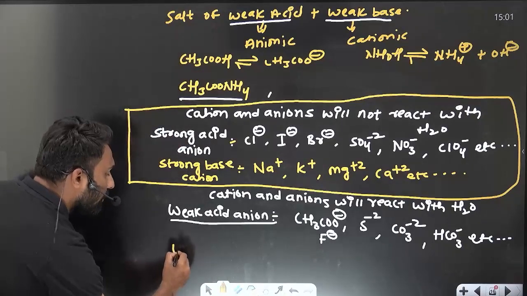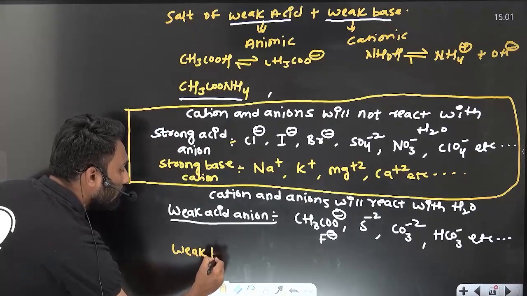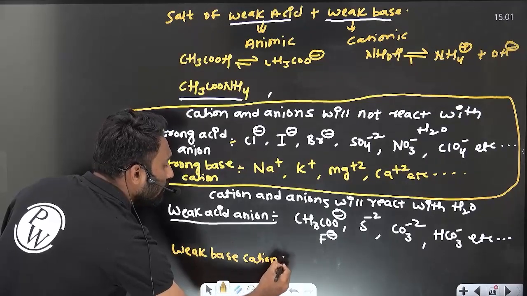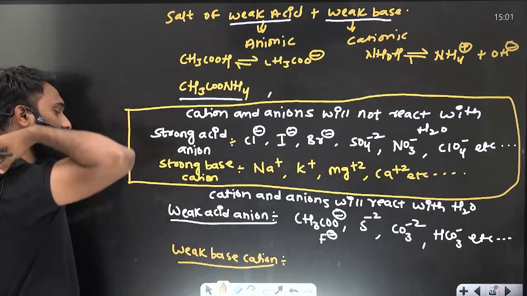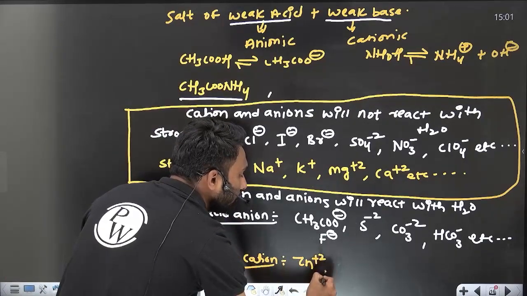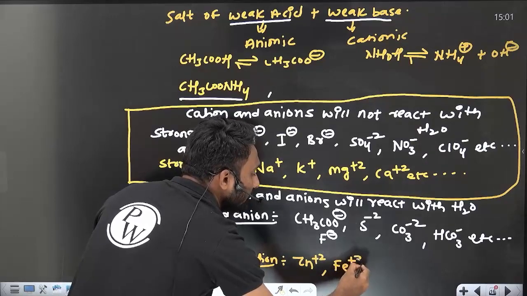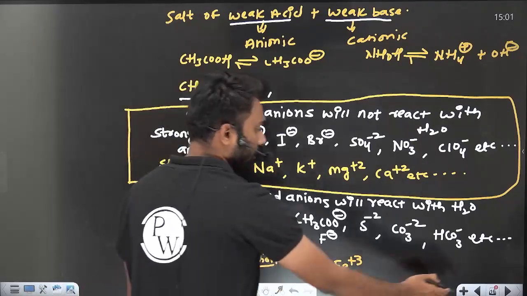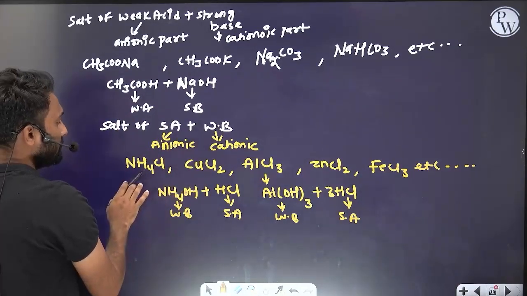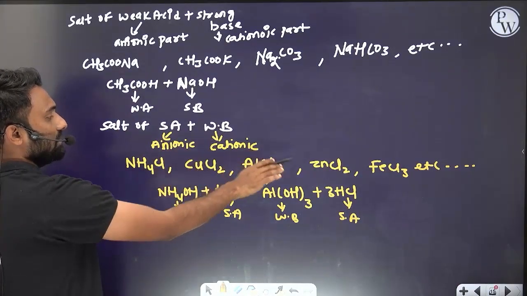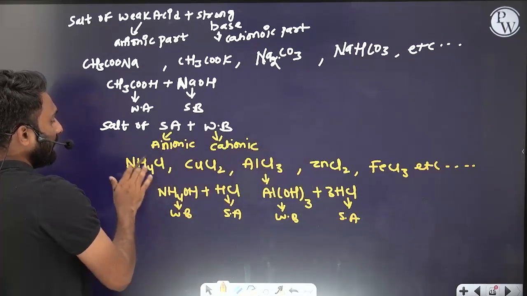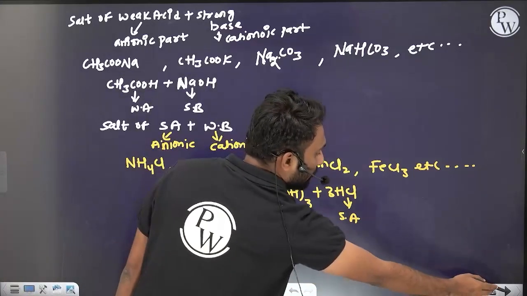Next, weak base cations. A weak base cation will react with water. Which are the weak base cations? Zn plus 2, Fe plus 3. Look here, weak base: NH4Cl, CuCl2, AlCl3, ZnCl2, FeCl3 have weak base cations. Now this is a cationic part. Now the ammonium ion.